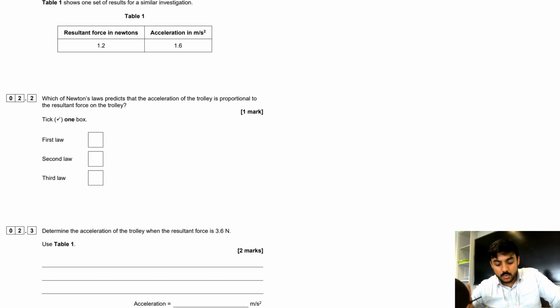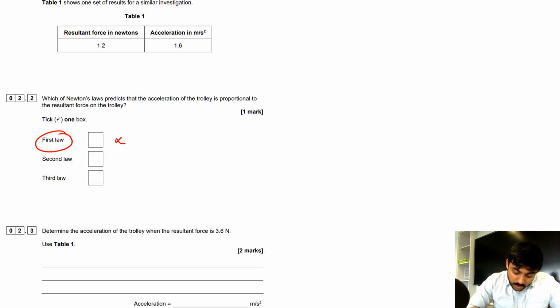Table 1 shows one set of results for a similar investigation: resultant force in newtons, acceleration in meters per second squared. The question is, which of Newton's laws predicts that the acceleration of the trolley is proportional to the resultant force on the trolley? Let's see. Newton's first law says that an object in motion will stay in motion, or an object at rest will stay at rest, unless acted on by a resultant force. Does that say resultant force is proportional to acceleration? No.